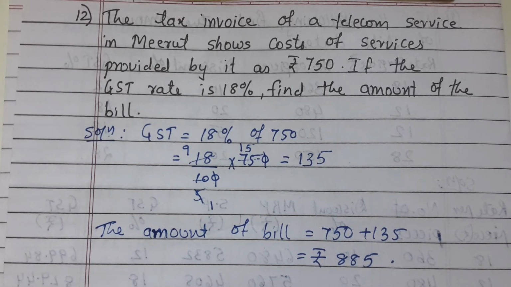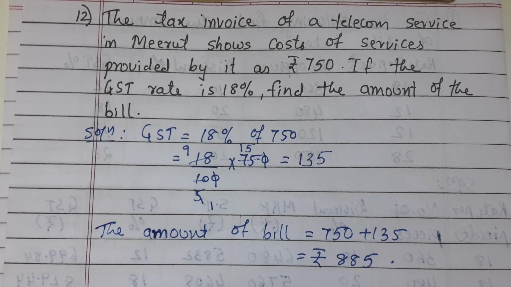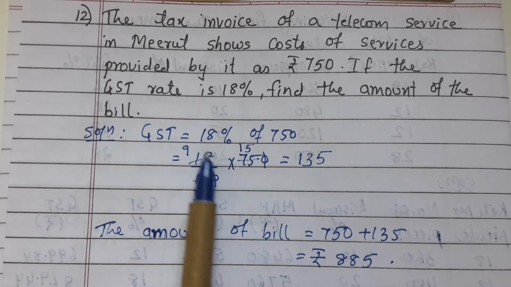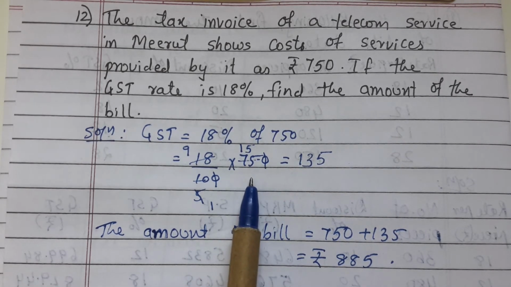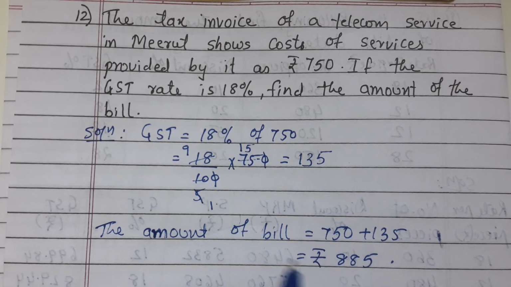Sum number 12. The tax invoice of a telecom service in Meerut shows cost of services provided by it as rupees 750. If the GST rate is 18%, find the amount of bill. GST is equal to 18% of 750, that is 18 upon 100 into 750, that is 135. Therefore, total amount of bill will be 750 plus 135 is equal to rupees 885.